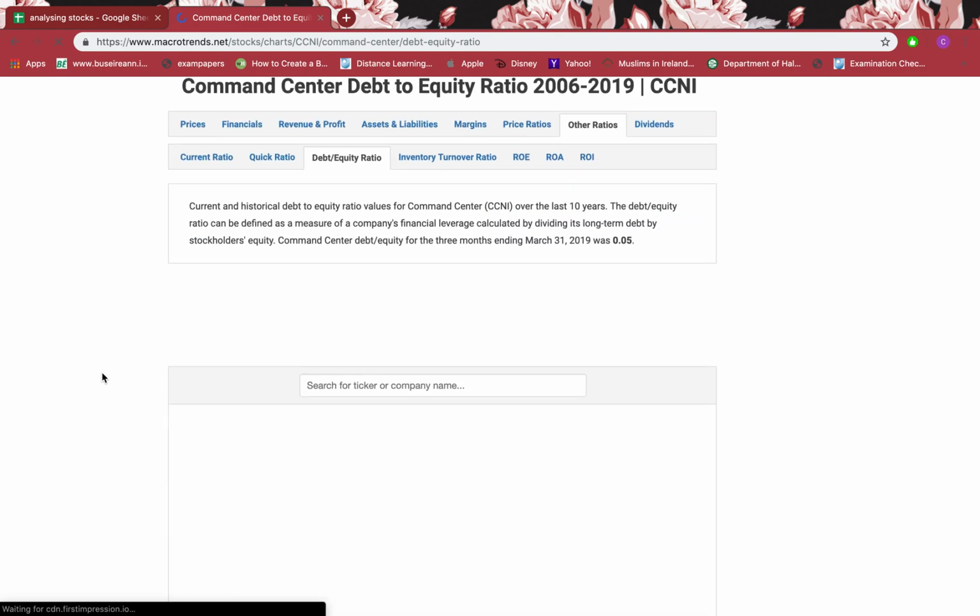This ratio tells us if the stock is operating mainly on debt or on equity. If it's operating mainly on debt, then it's a very risky stock. If it's operating mainly on equity, then it's a safe stock. The ratio we're looking at is 0.5 or less for it to be in a very safe zone.